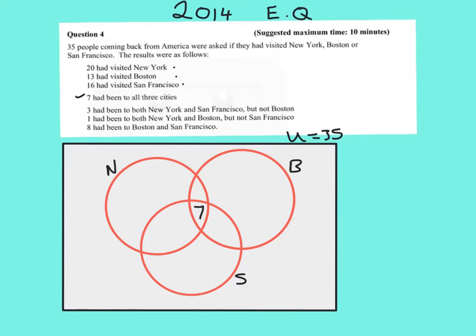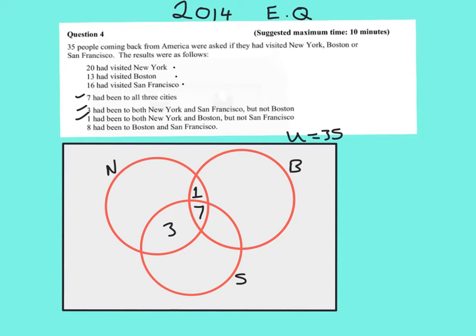Okay, so unusually what they do here is they give you your information. They've actually given you what some of the sections are. So we have 3 had been to New York and San Francisco, but not Boston. So we're not talking about here. That means that 3 just goes in here. Then we have 1 had been to New York and Boston, but not San Francisco. So that goes in there, and we'll just tick them off.